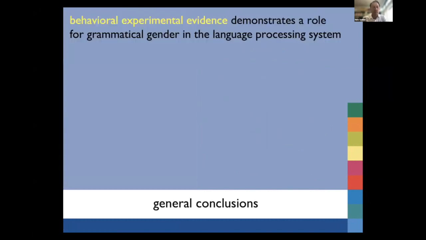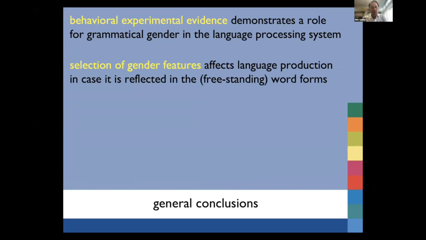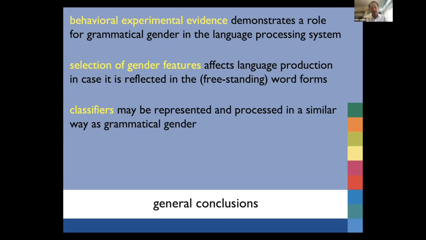So I hope I have convinced you that there is behavioral evidence that demonstrates a role for grammatical gender in the language processing system, and that the selection of gender features affects language production in case it is reflected in the freestanding word forms. So, for example, by producing freestanding articles like in Dutch, or adjectives, or what have you. So the basic importance is that there have to be word forms that are freestanding and that can be manipulated in terms of gender marking. Finally, classifiers in classifier languages may be represented and processed in a very similar way as grammatical gender. And this opens, of course, whole new avenues of doing research in these languages as well.